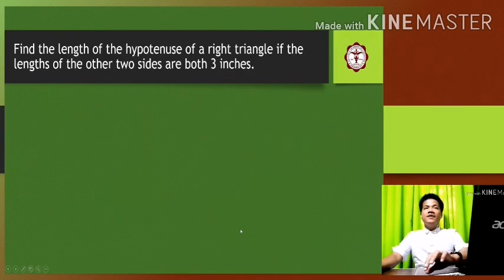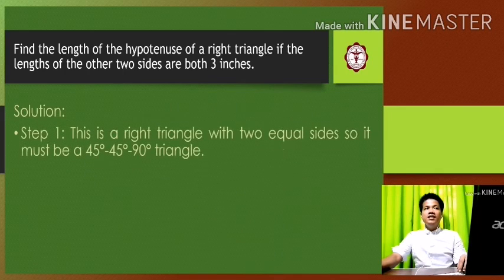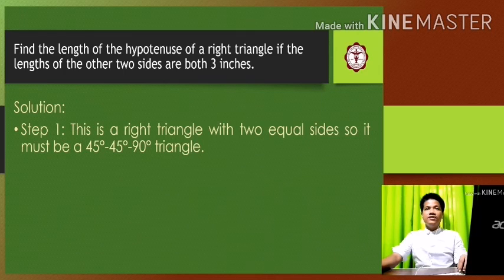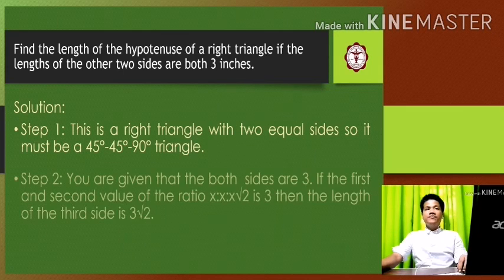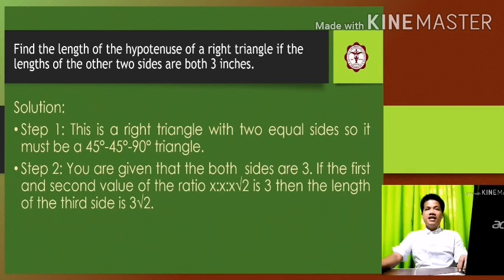Find the length of the hypotenuse of a right triangle if the lengths of the other two sides are both 3 inches. Solution. Step 1. This is a right triangle with two equal sides, so it must be a 45, 45, 90 triangle. Step 2. We are given that both sides are 3.